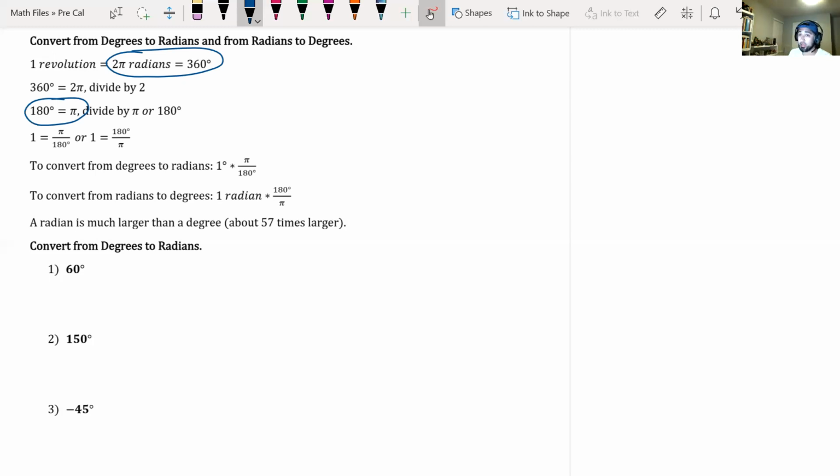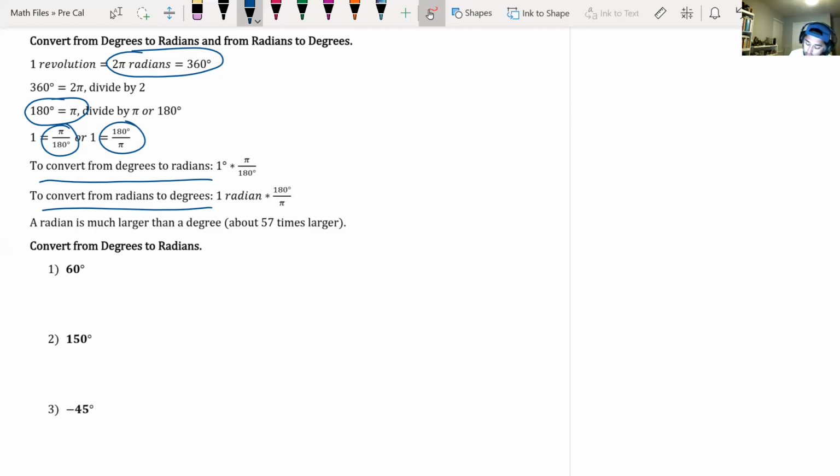Now, to make a conversion ratio, to go from degrees to radians, you would multiply by pi over 180. And to go from radians to degrees, you would multiply by 180 over pi. So to convert from degrees to radians, you take your degrees and multiply by pi over 180 degrees. To convert from radians to degrees, you take your radian value and multiply by 180 over pi. A radian is much larger than a degree, about 57 times larger.